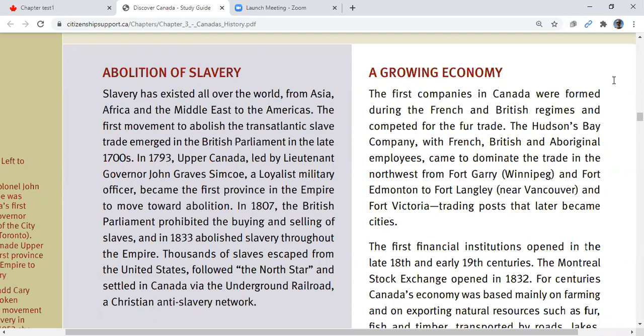And the interesting thing is these trading posts now are very big cities. One was Fort Garry, so that's Winnipeg now. It started off as a trading post. And Edmonton is a city in Alberta. It started off as a trading post. And there's one near Vancouver, and then Victoria. Victoria is a city in British Columbia, and it started off as a trading post. So they're all usually near water, except Edmonton is not really near much water.